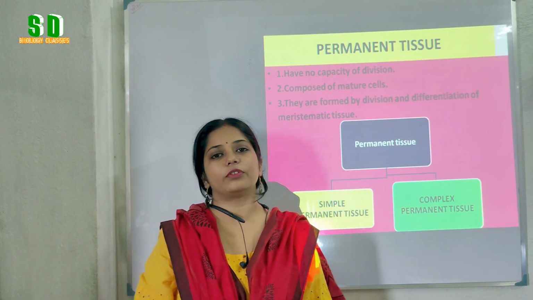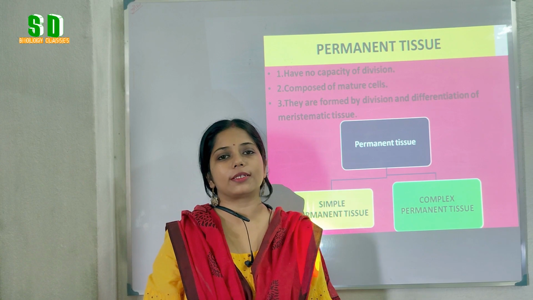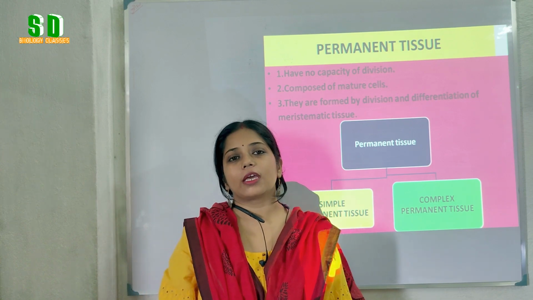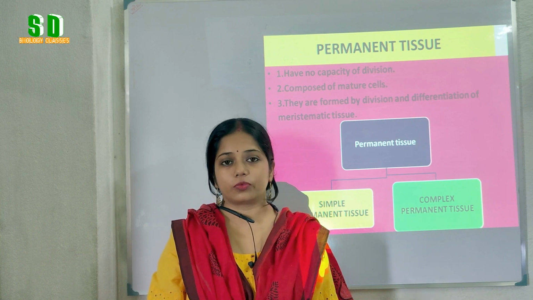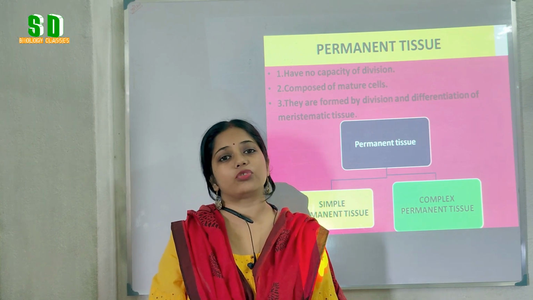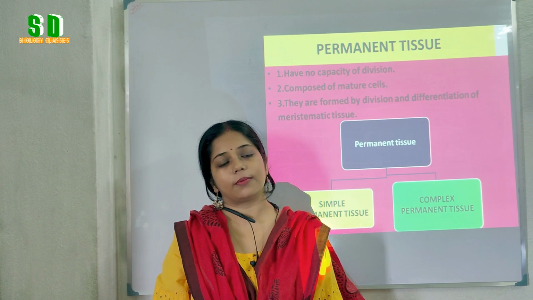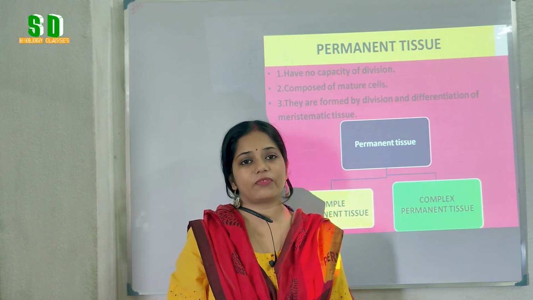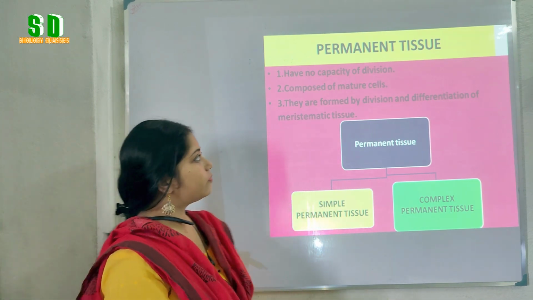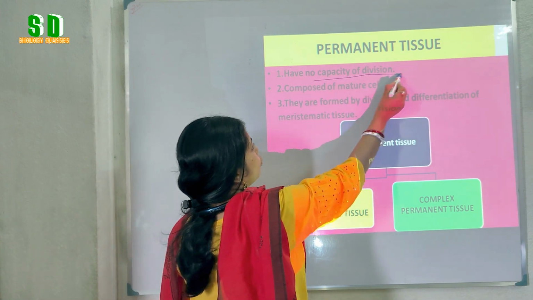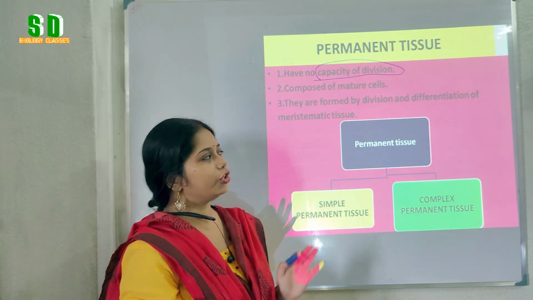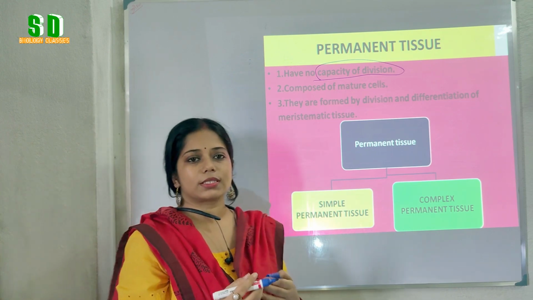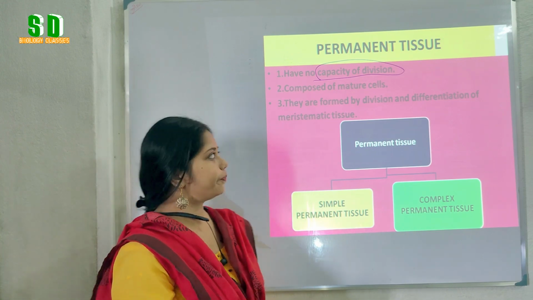Okay students, now first of all we will know what permanent tissue is. The cells of the tissue which lose the power of division, or which do not have the capability to divide, are called the permanent tissue. So what are the features of the permanent tissue? First of all, they have no power of division or no capacity to divide. That means these cells cannot divide further.